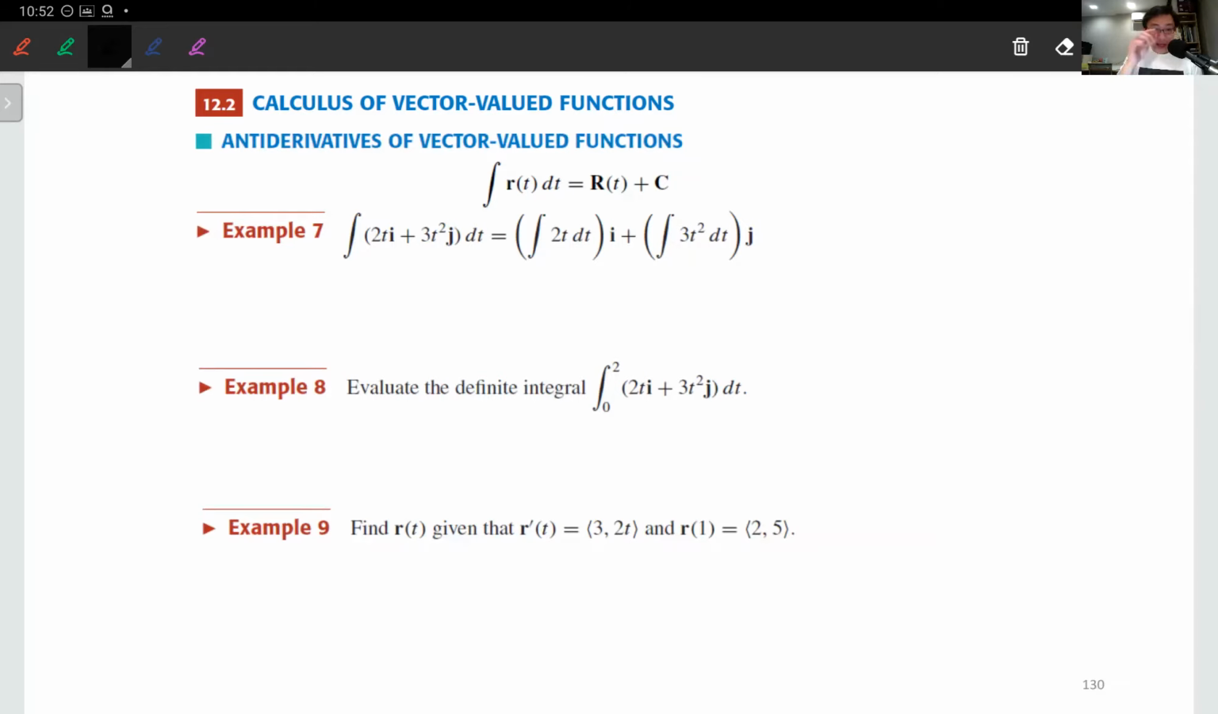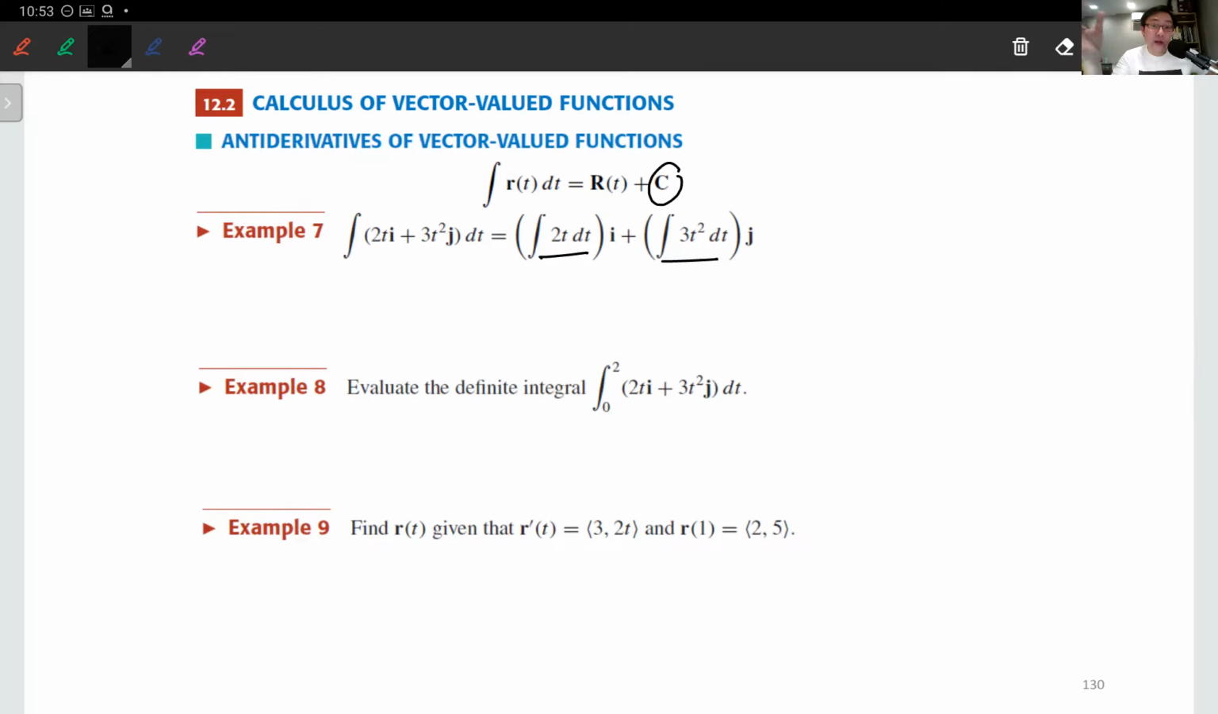Okay. Example number 7. You do the integral of this whole thing. You do it component by component right there. Now, this is like sort of an indefinite integral. Do you have to worry about this? Well, no. Every time that you do the integral of just a real function, you always have to add an arbitrary constant, right? So why not? Over here, you just have to add that arbitrary constant on each component.